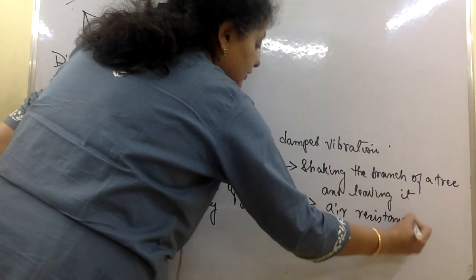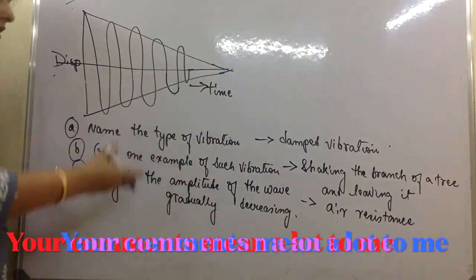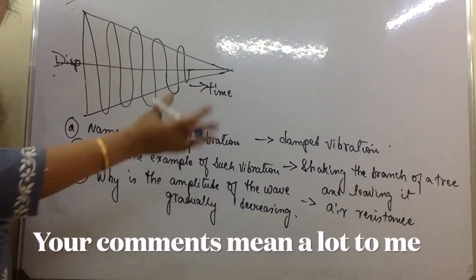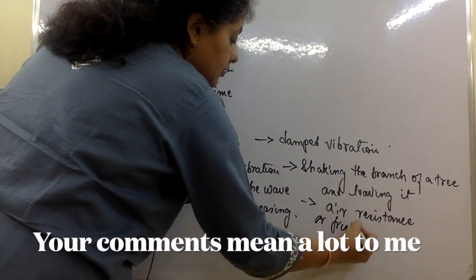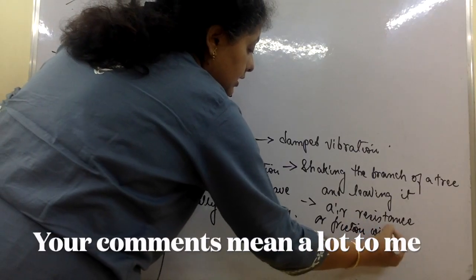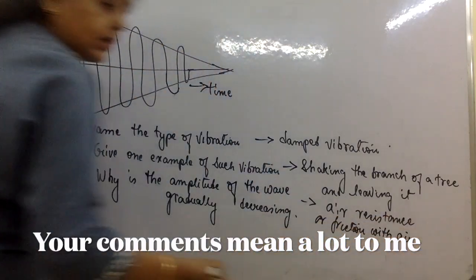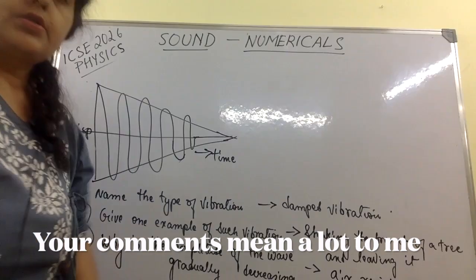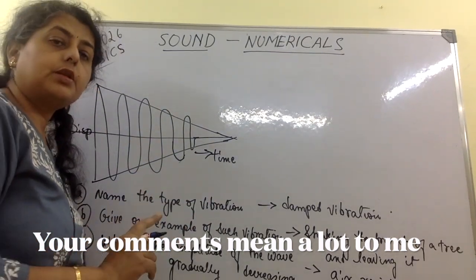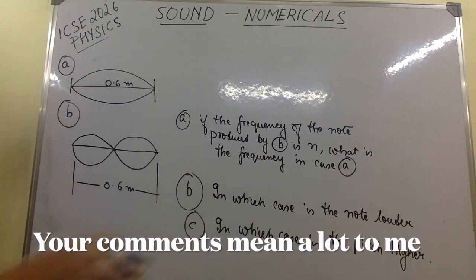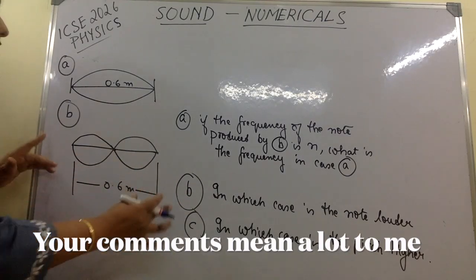Even if you don't have time for the full answer, full statement, give them the keyword for air resistance or friction with air. That is enough, or friction with air resistance or friction with air. So this is a very common question, always asked in the exam. One question will definitely be from damped vibration. Now here is a very commonly asked one.